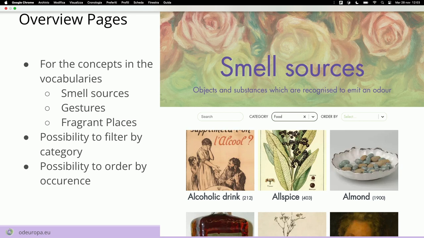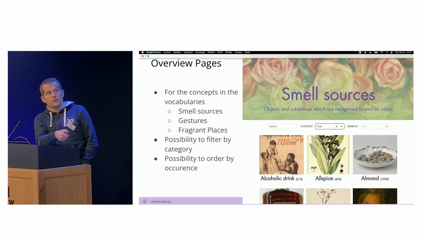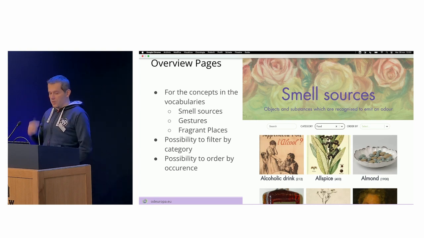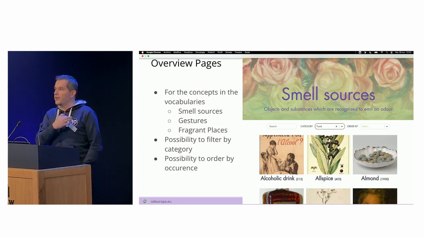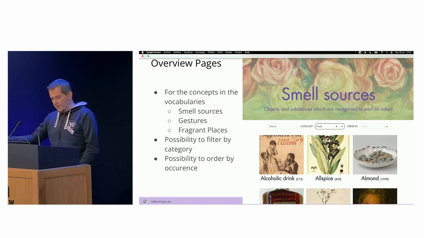We also have assembled what we call overview pages. So for example, if you would like to get all possible smell sources, which are also part of a taxonomy. For example, here I'm searching for food, and within food I have all sorts of different types of smell sources, and we have a count of the number of textual excerpts or images that you are likely to find. And we have built search overview pages for smell sources, for gestures, and for fragrant places.